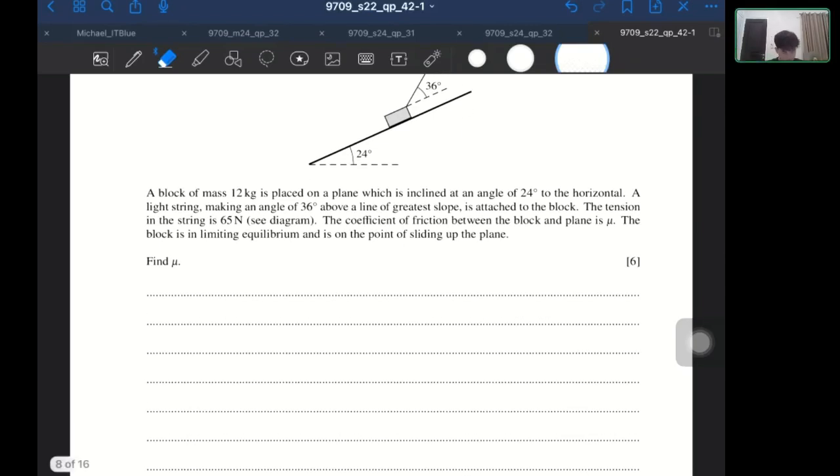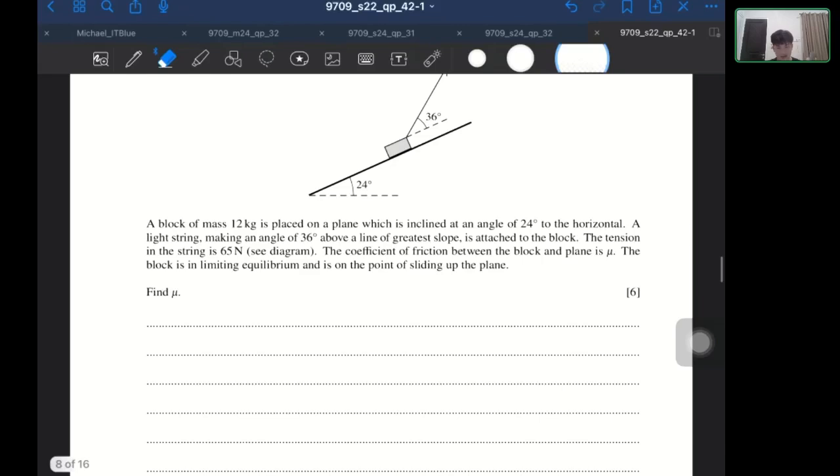A block of mass 12 kg is placed on a plane which is inclined at an angle of 24 degrees to the horizontal. A light string making an angle of 36 degrees above a line of greatest slope is attached to the block. The tension in the string is 65 newtons. The coefficient of friction between the block and the plane is mu. The block is in limiting equilibrium and is on the point of sliding up the plane. So when we first read the question, we also need to analyze the question.